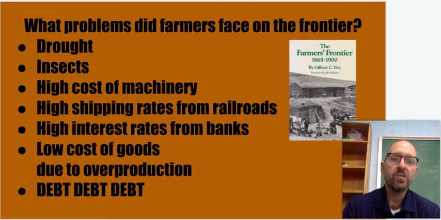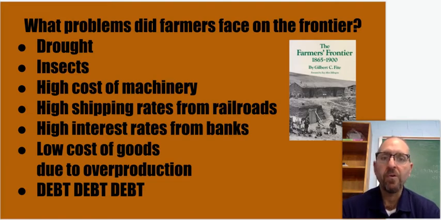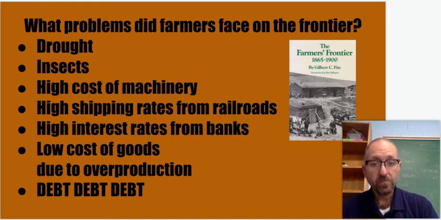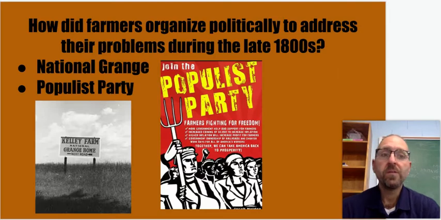Because there was such an abundance of farmers, overproduction of goods led to the cost of their goods going down. Ultimately, or in conclusion here, farmers faced an enormous amount of debt during this time. So politically, what did farmers do?